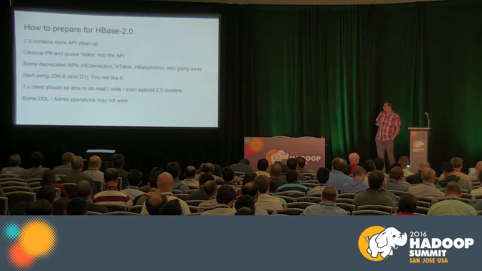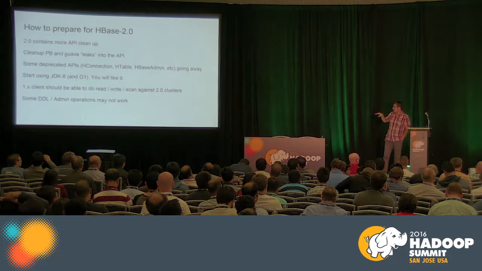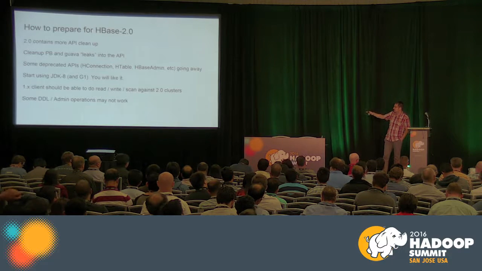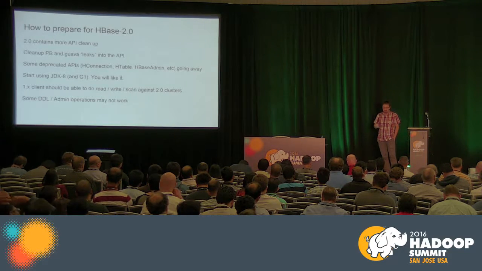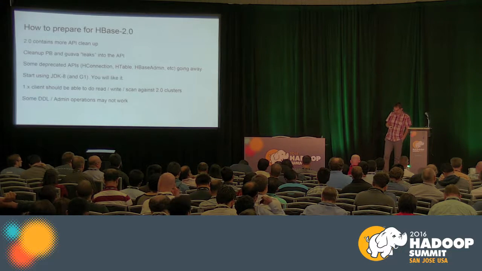Hopefully, 1.x clients can talk to 2.0 clusters as well. This is the goal. We may end up with some DDL operations or admin operations, for example, setting up replication from 1.x clients to 2.x clusters, that may not work. But if you're doing MapReduce or just puts and gets, it should work.